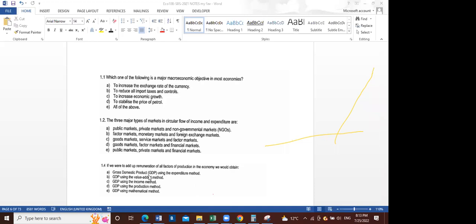All right, so C is the answer that you're looking for, because if you add the remuneration of all the factors of production in the economy, you'd obtain gross domestic product using the income method. That is the one that I last talked about, where we're adding salaries and wages, rent, profits, and interest. So that is the remuneration. A is not correct because A is using the spending method or the expenditure method, and it has nothing to do with the remuneration. So the keyword that we are looking for is either expenditure or income, and the one we want is income, which is the same thing as remuneration.